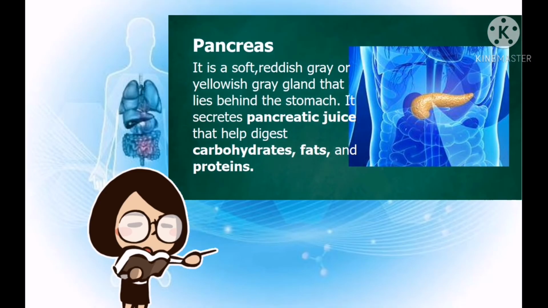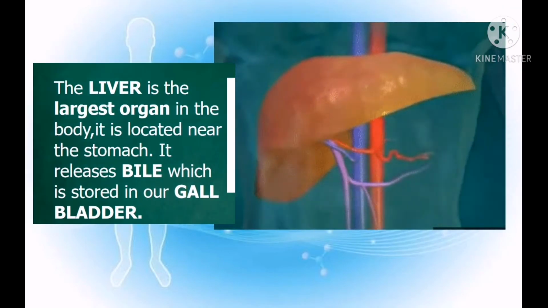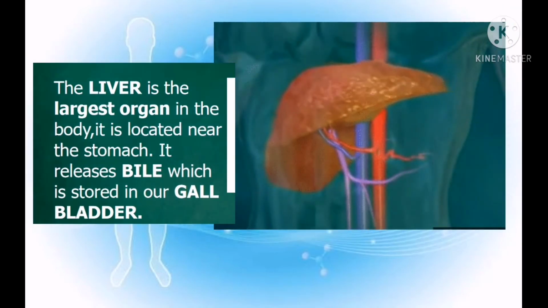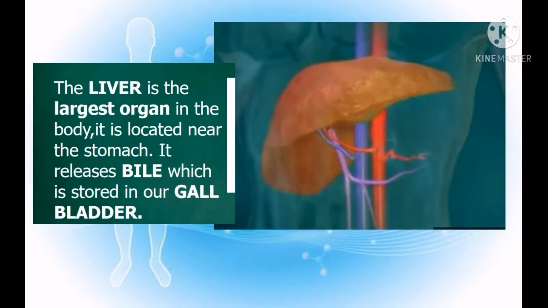Pancreas. It is a soft reddish-gray or yellowish-gray gland that lies behind the stomach. It secretes pancreatic juice that helps digest carbohydrates, fats, and proteins. The liver is the largest organ in the body. It is located near the stomach. It releases bile, which is stored in our gallbladder.